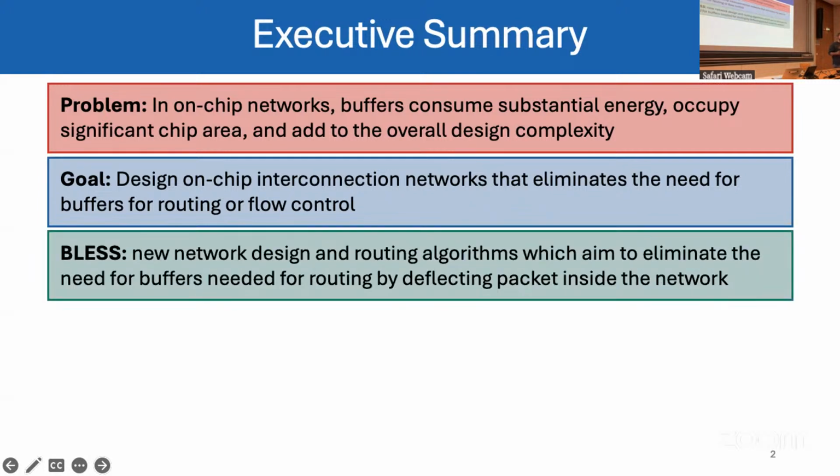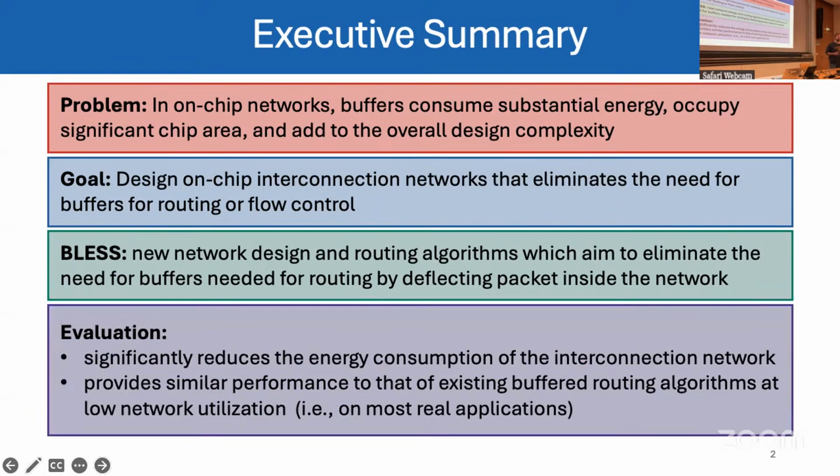And they did that by introducing BLESS, which is such a network, and also routing algorithms that eliminate the buffers needed in routers. The evaluation shows that there's a huge energy benefit while providing similar performance when the network utilization is low.